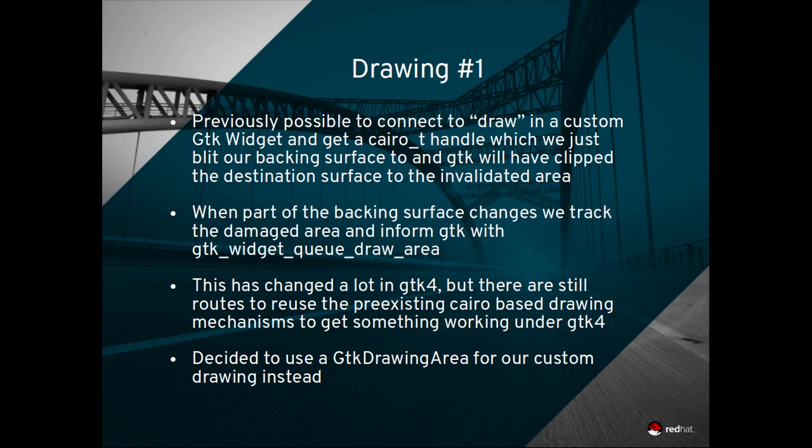When we know that part of our backing surface has changed, we are tracking the damaged area, and we just tell GTK3 with gtk_widget_queue_draw_area what areas are now invalid. This is all changed in GTK4, but there still exist some routes to reuse our existing Cairo based drawing mechanisms to get something working straight away under GTK4 without having to investigate too deeply the new mechanisms of doing things. So to make all that work, I decided to use a GTK drawing area for our custom drawing instead.